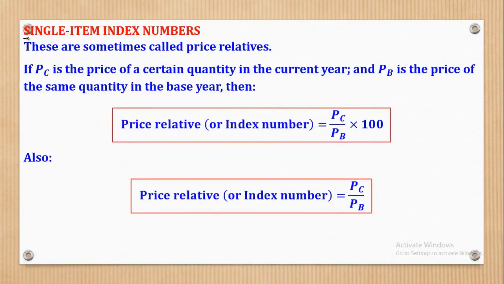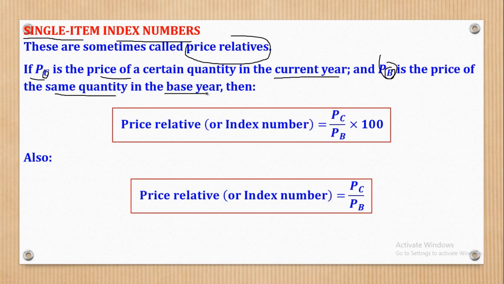Now we shall start with what we call single item index numbers. Price indices are divided into a number of parts, and we shall look at all of them. We start with single item index numbers, which are sometimes called price relatives. Therefore, if PC, remember C denotes current year, denotes the price of a certain quantity in the current year, and capital B denotes base year, then PB will denote the price of the same quantity in the base year.